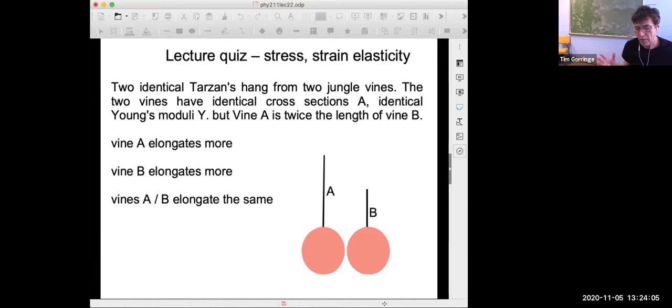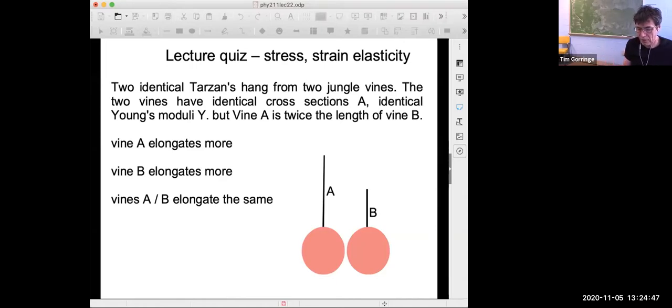So this is a quiz that asks us to compare the elongation of two jungle vines with two identical spherical tarsons hanging from the two jungle vines. So the vines have the same materials, their Young's modulus is the same. The vines have the same cross sections, so A is the same. The two tarsons are identical, so the forces on the vines are the same. But the length of vine A is twice the length of vine B.